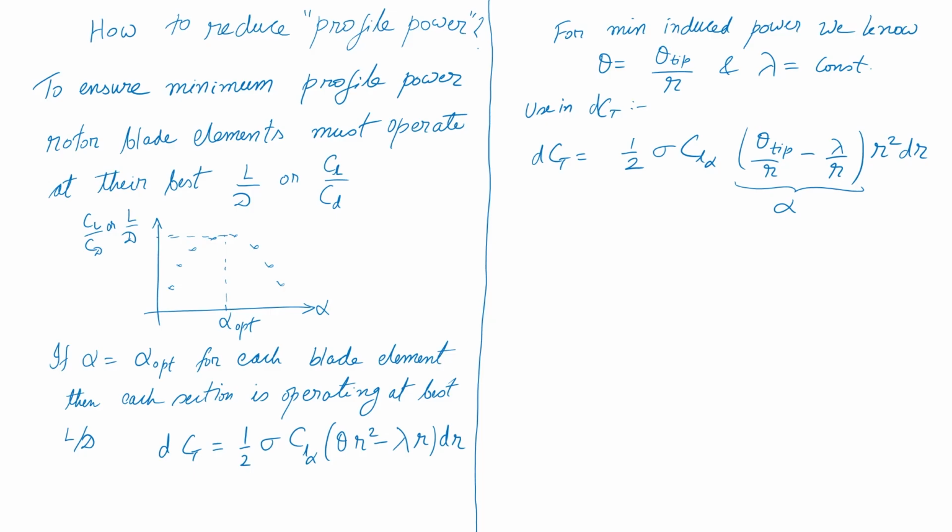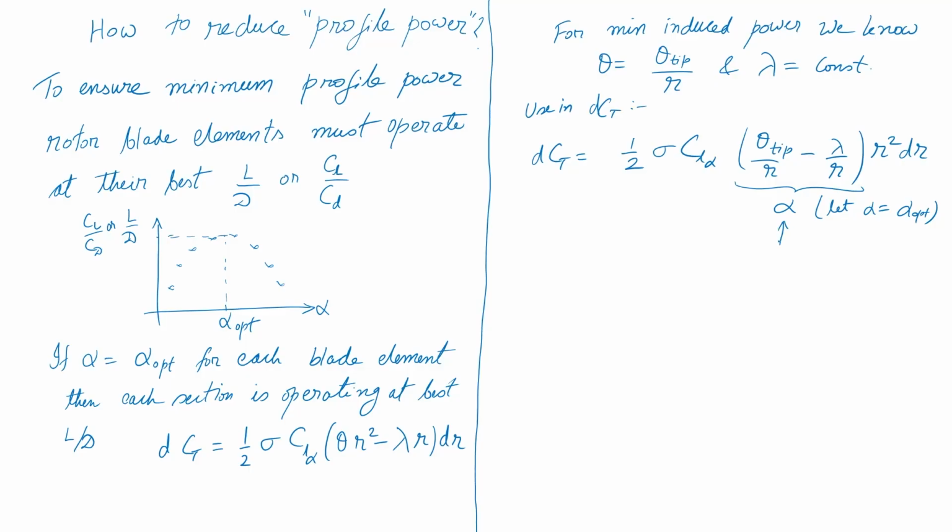Let this alpha be equal to some alpha optimal. Now, if you see this alpha, because theta tip is constant and lambda is constant, this thing is not constant, right, because there is a divided by r at the bottom. So, this alpha right now is not constant.